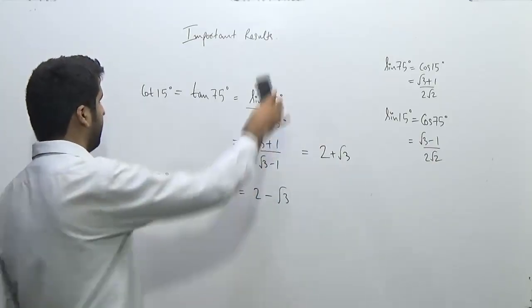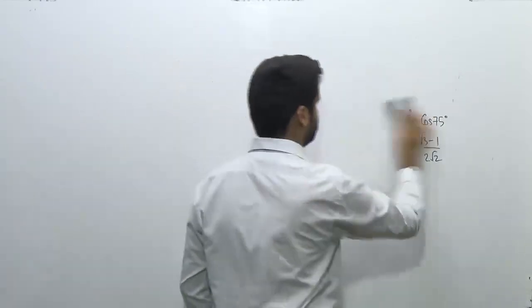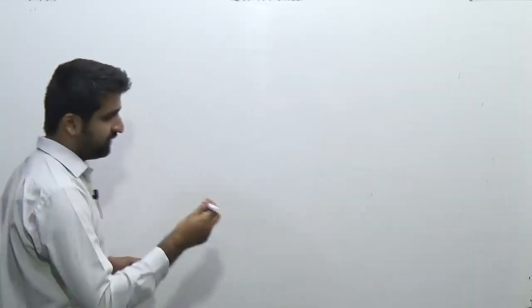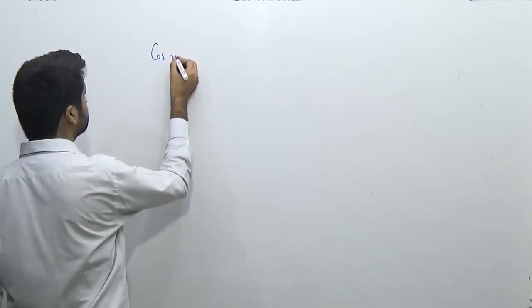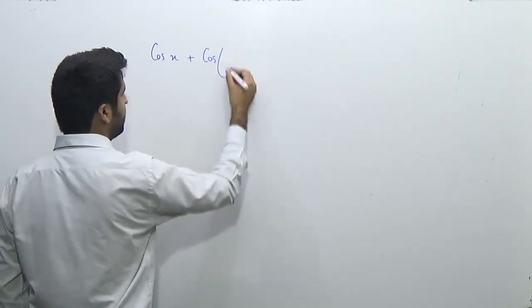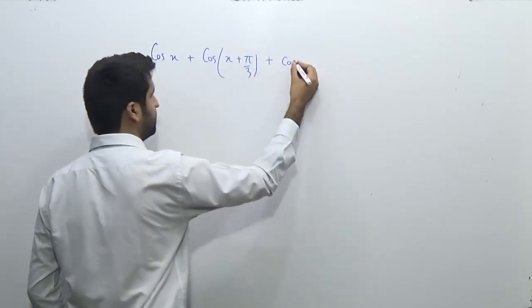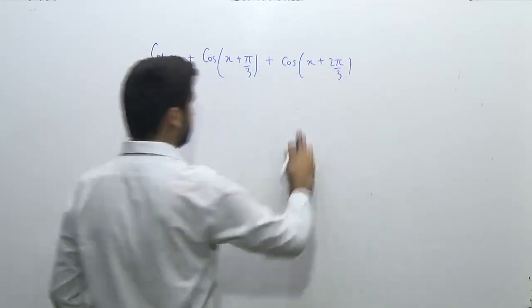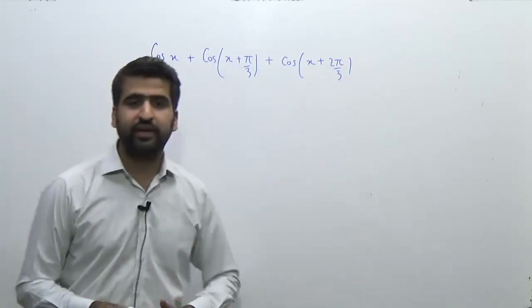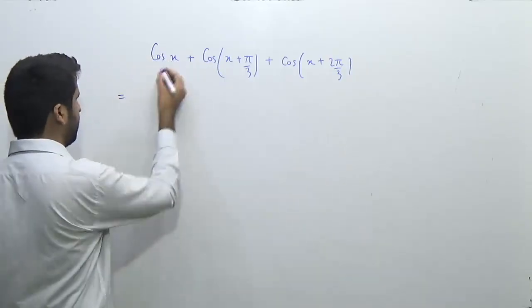So let's do a simple question on this addition formula. The question is, you have to find the value of cos x plus cos of x plus pi by 3 plus cos of x plus 2 pi by 3. Now we know that in case of cos, the addition formula is a bit different, and we'll try to apply the addition formula in case of cos.